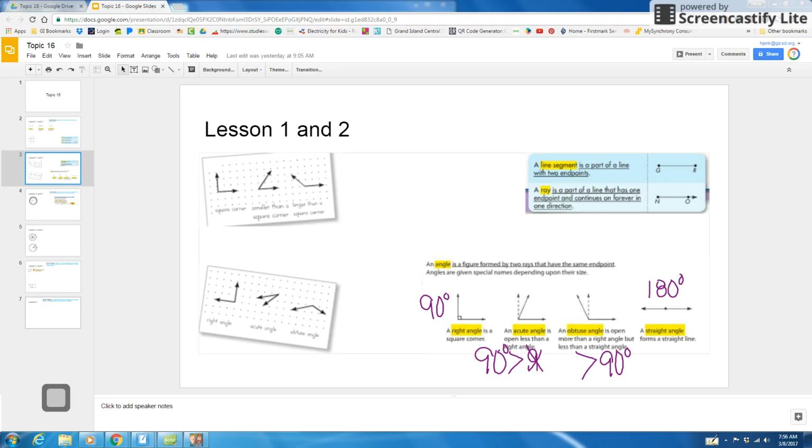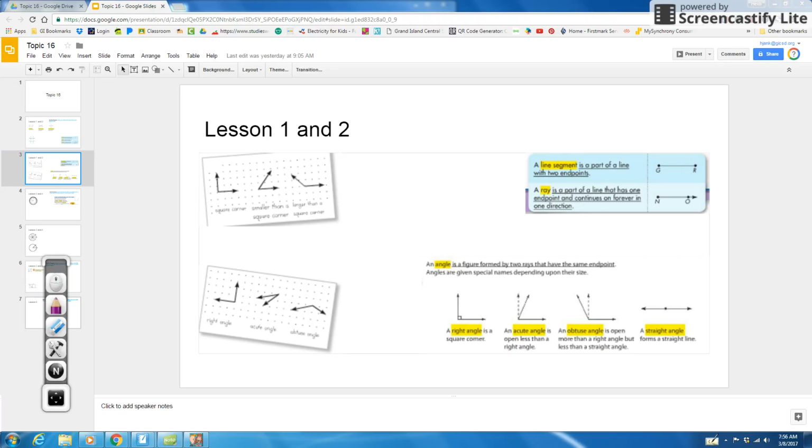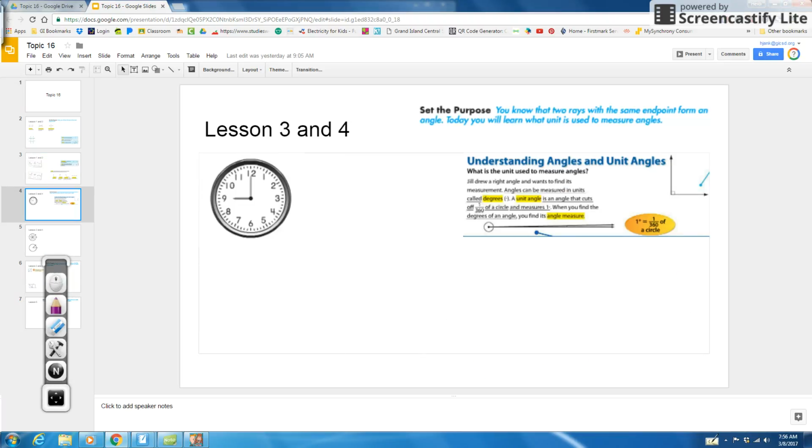So today, we are going to focus on using our different angles to figure out the measurement of an angle based on the degrees of a circle. So something we need to remember before we even get going is that this whole circle, if you went all the way around that circle, is 360 degrees.